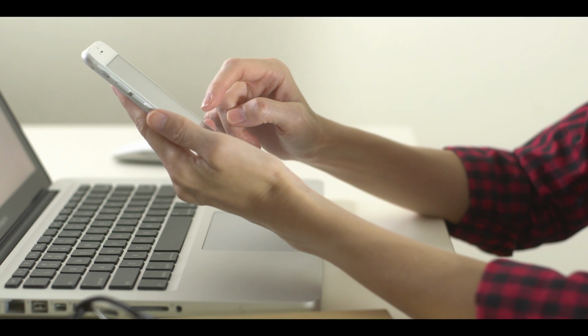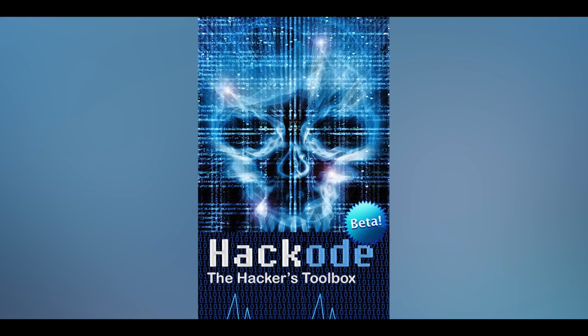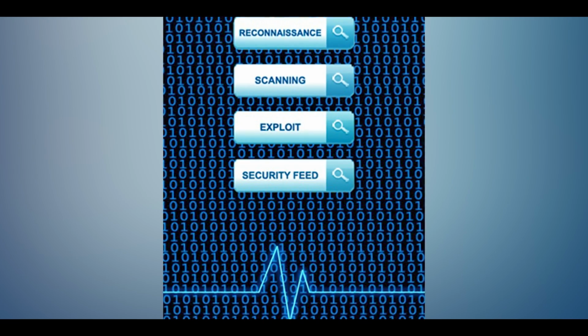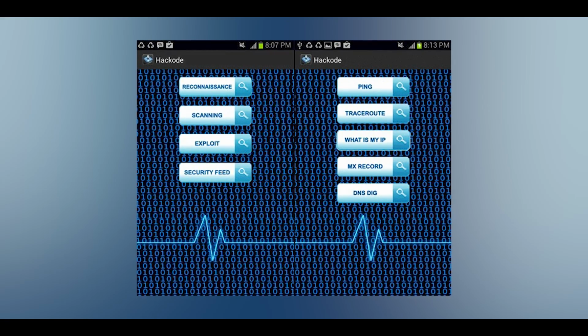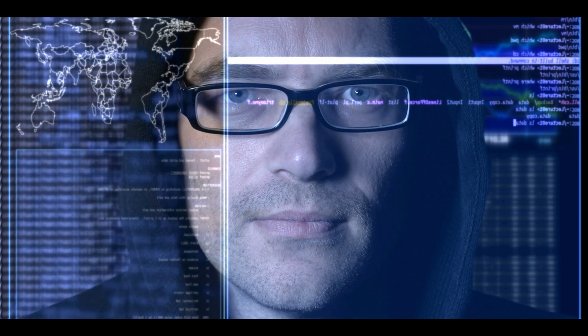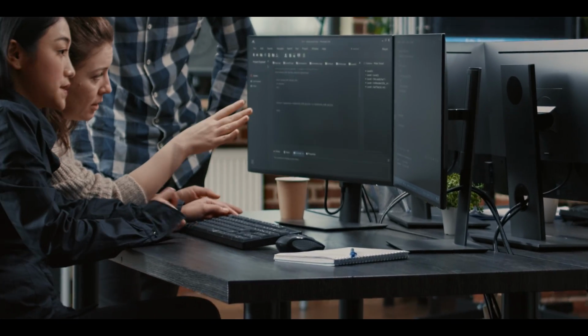Okay, now we're entering the realm of the bonus. We have Hackode, nicknamed the Hacker's Toolbox. It earned its name by proving to be a common tool in various different hacking processes. This application is used by penetration testers, ethical hackers, IT administrators, and cybersecurity professionals.